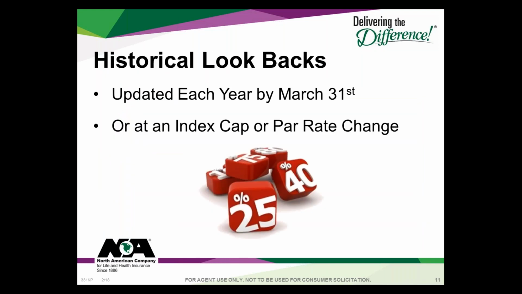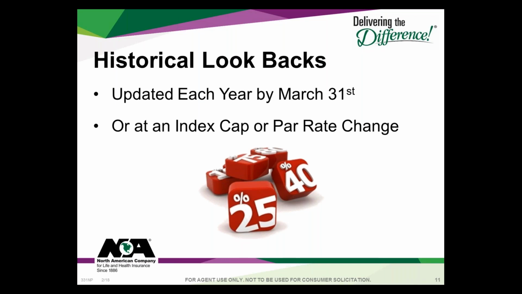The historical lookbacks are typically updated by March 31st. If the historical lookback is going lower, you're going to need to have them done by March 31st. If the historical lookback goes higher, I suppose it could be a little bit after that. And so we typically see those done by the end of March. And then, of course, if there's an option or a cap or par rate change, or a spread change, we'll update historical lookbacks as well.